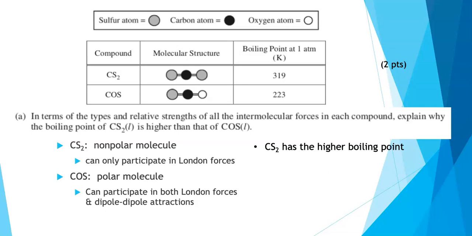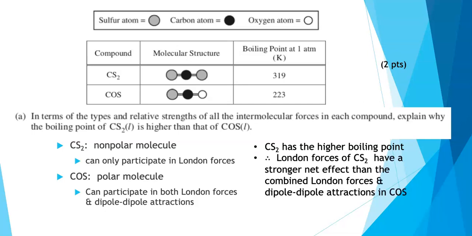CS2, you're told, has the higher boiling point. A higher boiling point means the intermolecular forces are stronger, regardless of what they are. So what you need to write down in your answer is that the London forces of CS2 have a stronger net effect than the combined intermolecular attractions of COS, which are the London forces and the dipole-dipole attractions. These 2 bullet points on the right are really all you needed to include in your answer.